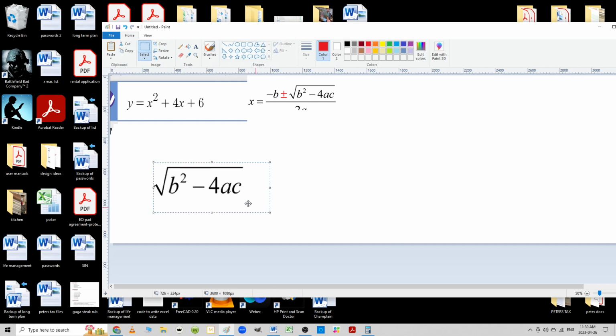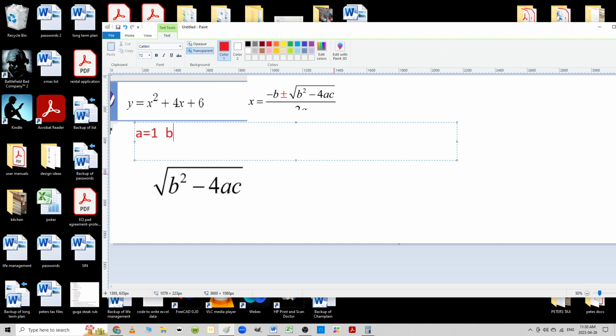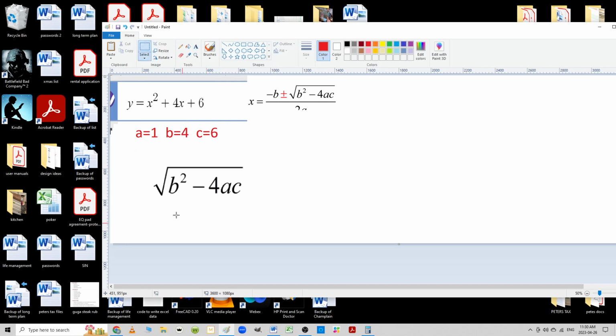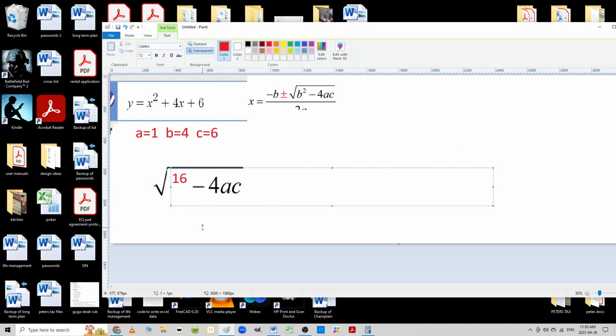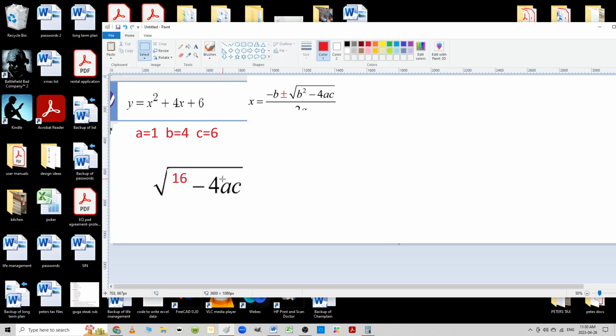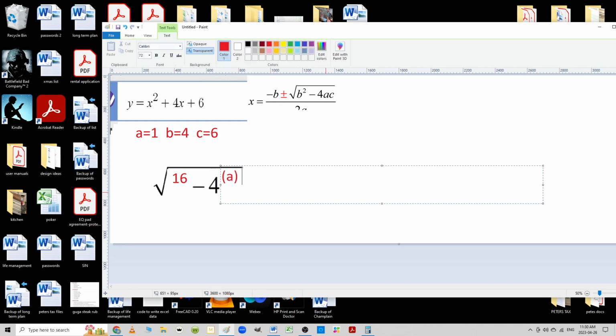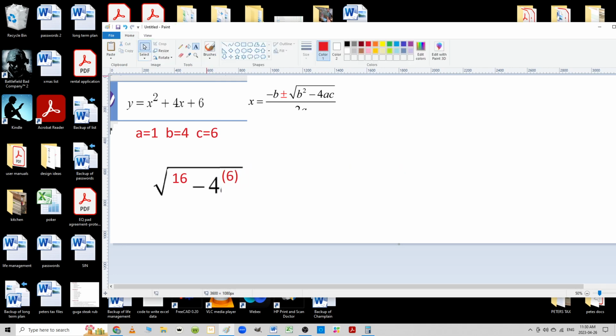That means I need my a, b, and c. Well, looking at this one, a is 1, b is 4, c is 6. Replacing, what's b squared? 4 squared is 16. And I always like to put my a and my c in their own brackets in case they're negative. Times a times c. Well, what's my a? It's 1. What's my c? It's 6. 6 times 1 is 6. What's minus 4 times 6? Minus 24.